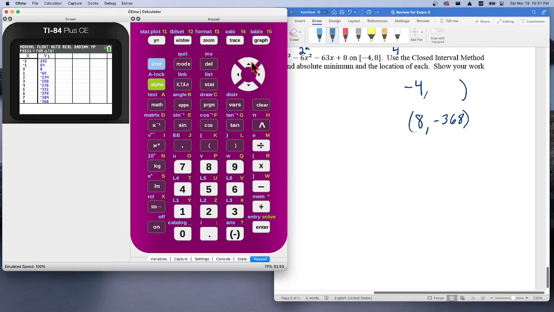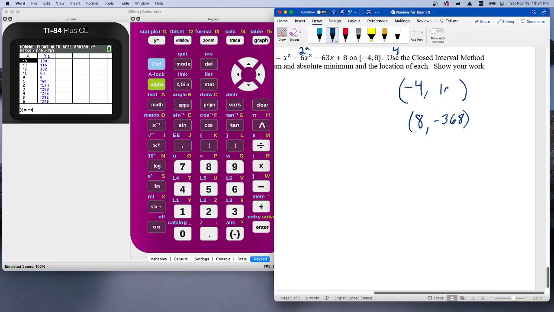Let's see what we get at negative 4. Negative 4 we get 100, and so far that makes negative 4 the maximum and 8 the minimum. But from negative 4 it actually goes up, so we can see negative 4 is not going to be the maximum because negative 3 is bigger, so is negative 2. So we could expect probably a maximum somewhere between negative 4 and negative 2. I can see that just from the table.